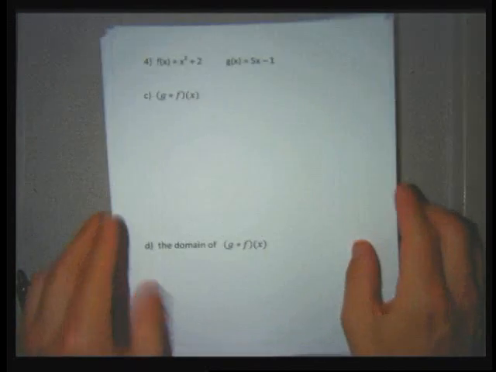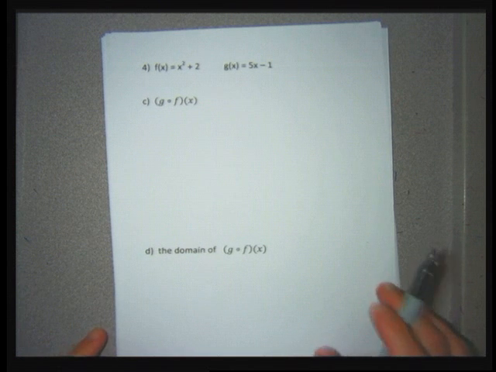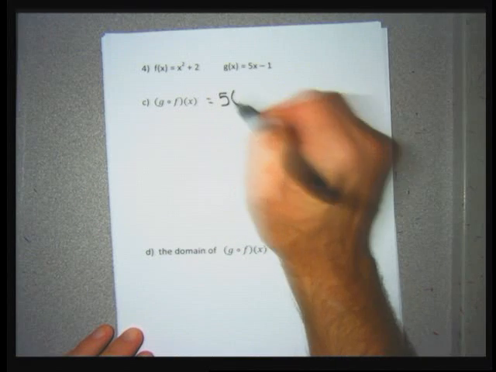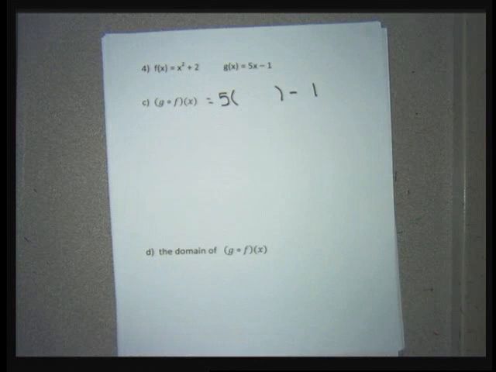All right, for C and D, still in the world of polynomials, so I won't have to worry about the domain. The domain's going to be all real numbers until I start seeing either fractions or square roots. To do part C, I write the g function, which is 5x minus 1, without the x. I leave a parenthesis where the x is.